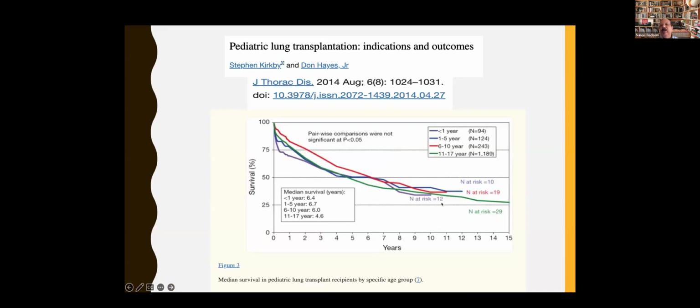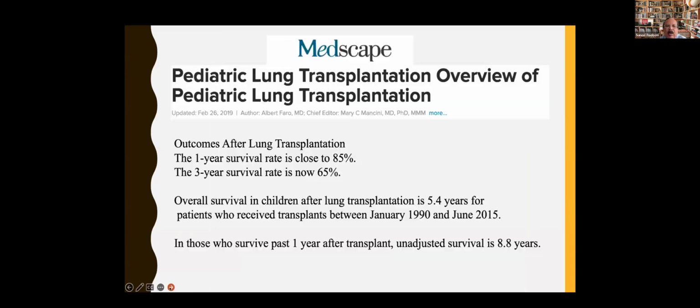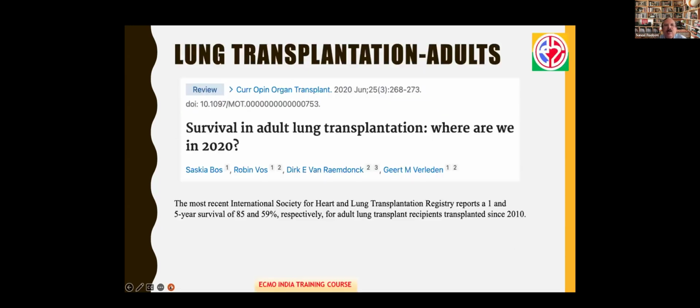They are good at 65 to 70% survival rate at 1 year, and 50% survival rate at 5 years. In the adult, 3-year survival rate of 65% and 1-year survival rate of 85%. This is from centers in USA. So, following COVID, we are becoming more and more aware of lung transplantation for patients in this group.